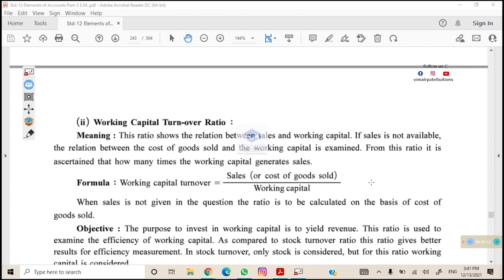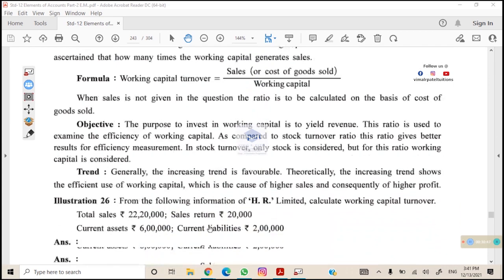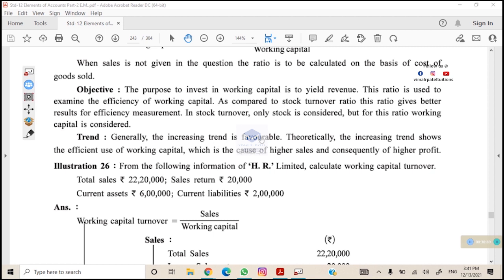The purpose of this ratio is to know the proportion between sales and working capital. The purpose to invest in working capital is to yield revenue. Whatever investment we are making in current asset is for generating regular source of income. This ratio is used to examine the efficiency of working capital. How efficiently we are using this working capital, this current asset, current liability in the business to increase our sales, increase our turnover. Increasing trend is favorable. The increasing trend shows efficient use of working capital, which is the cause for higher sales and higher profit.